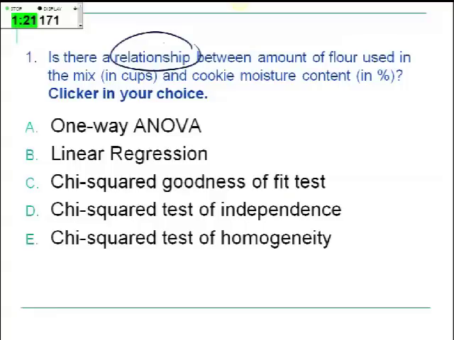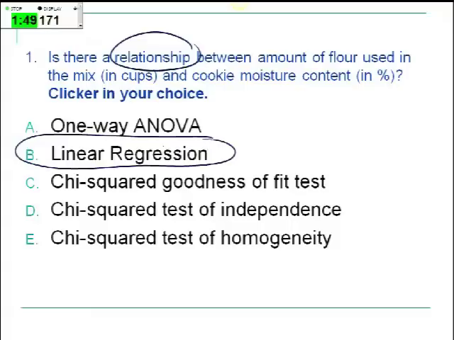But what kind of variables do we have here? Amount of flour in the mix. Quantitative. Can you have 2 cups? Can you have 2.25 cups? Can you have 2.5 cups? Can you have lots of different values? And the percent moisture content, percent, from 0 to 100%. So both of these variables are quantitative. So what would be your first choice of a technique rather than having to go to one that would have less power?